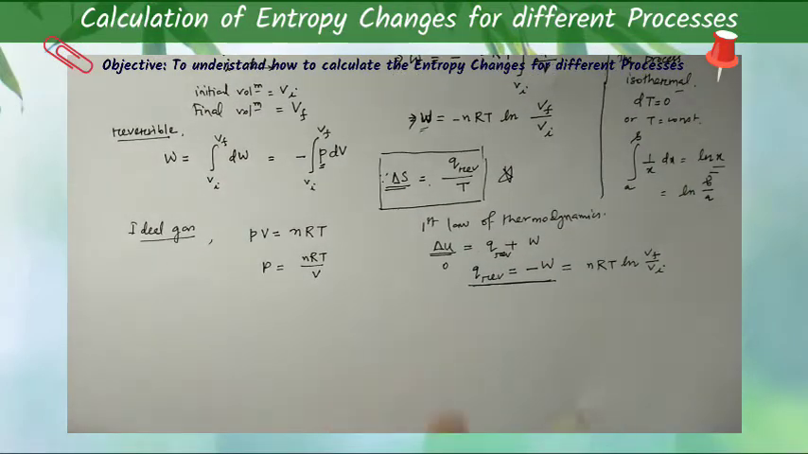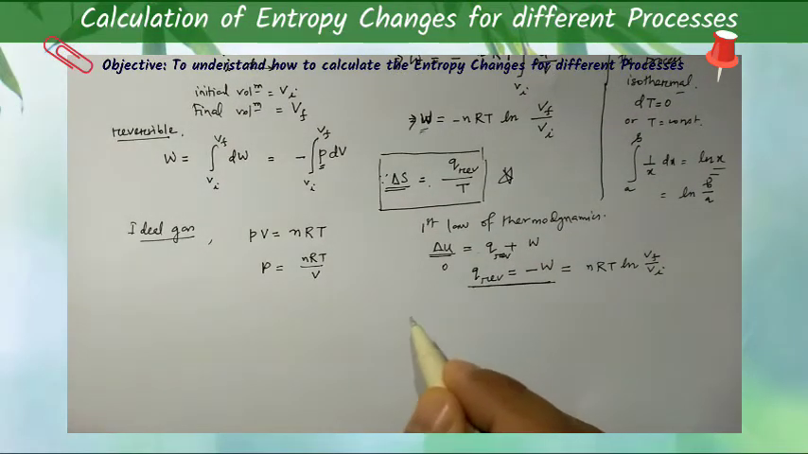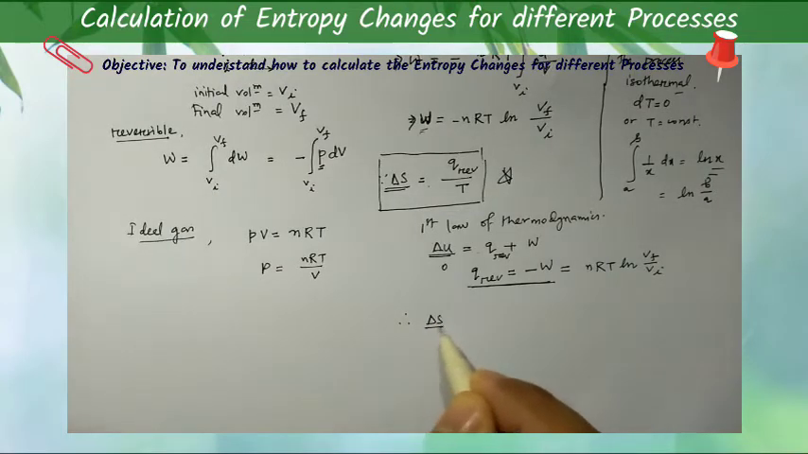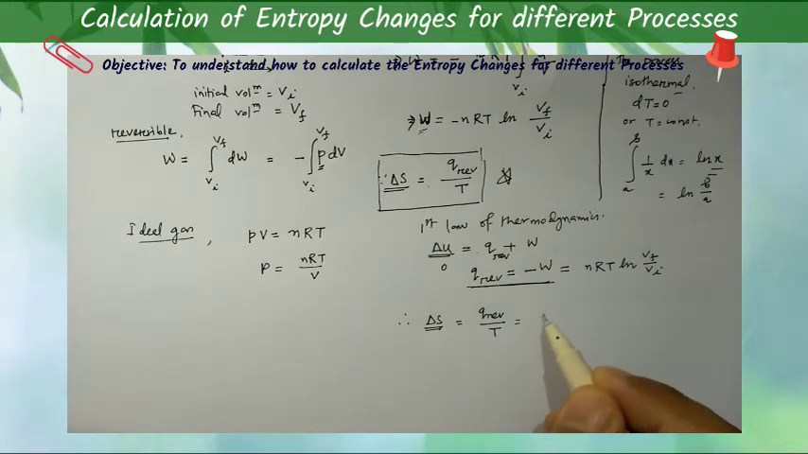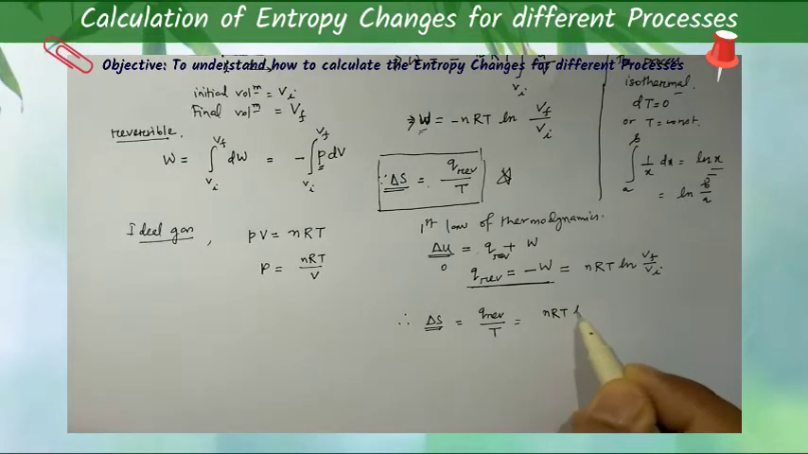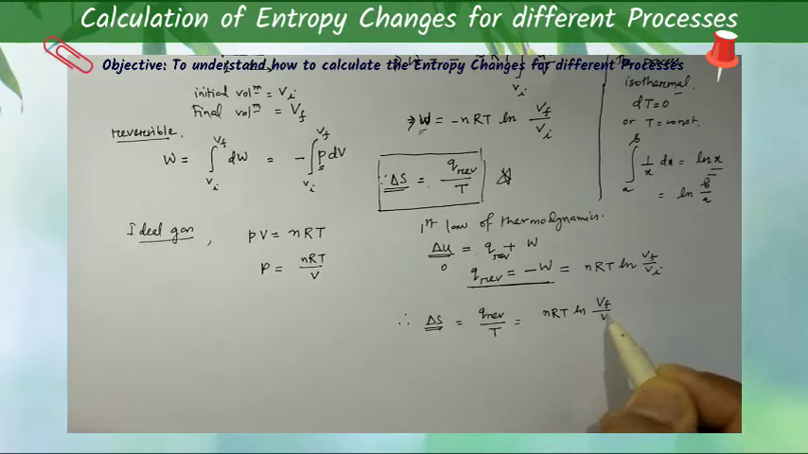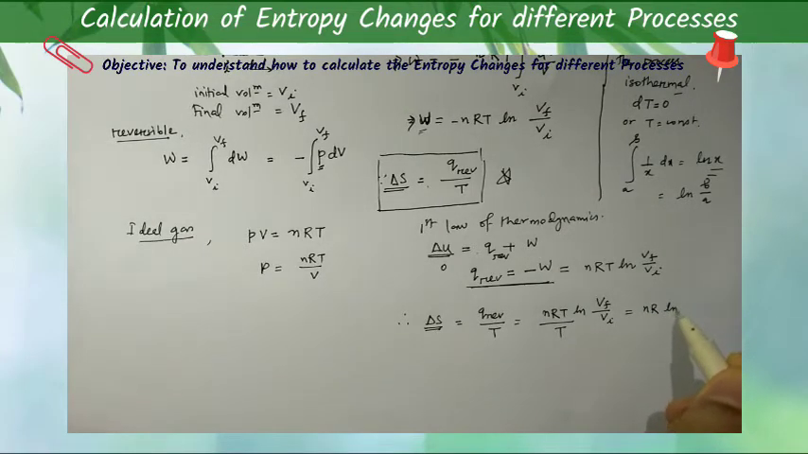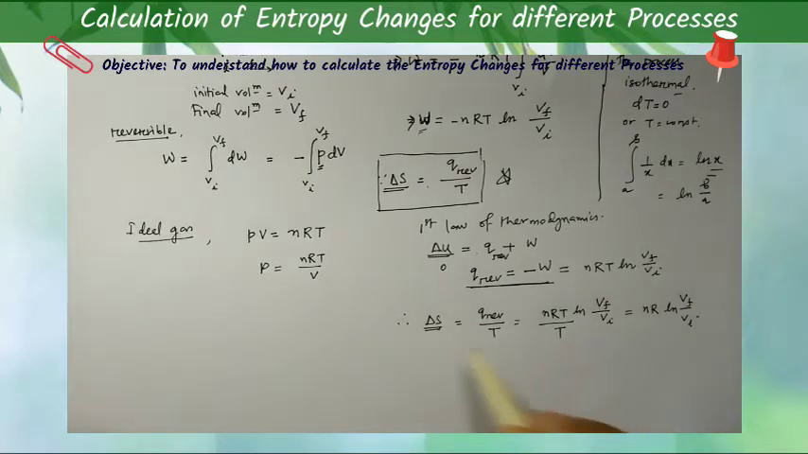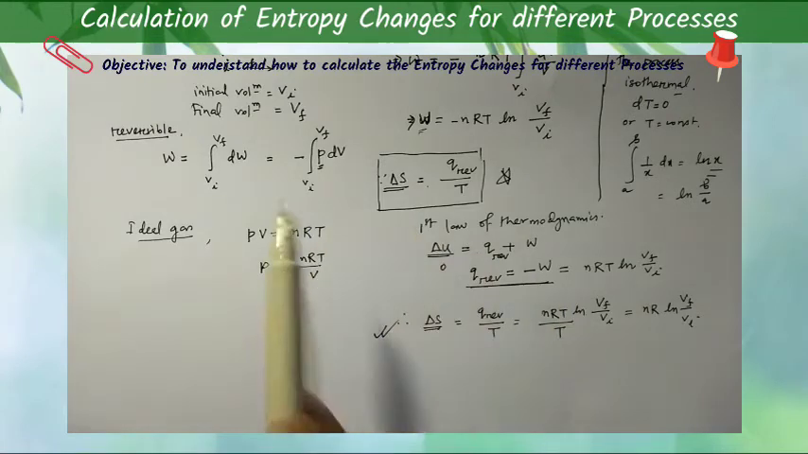So del S, the change of entropy, will equal Q reversible divided by T. In place of Q reversible, we can write nRT ln Vf by Vi, divided by capital T, so it will be nR ln Vf by Vi. So this is the change of entropy for expansion of an ideal gas.